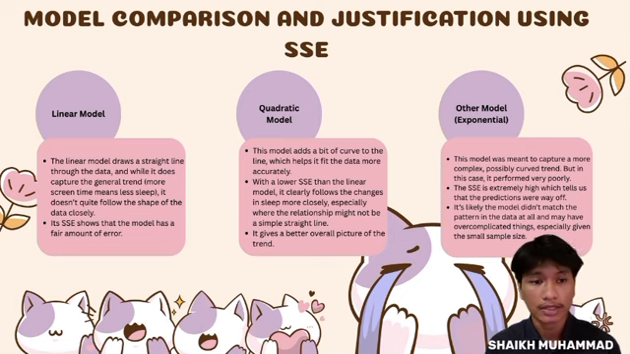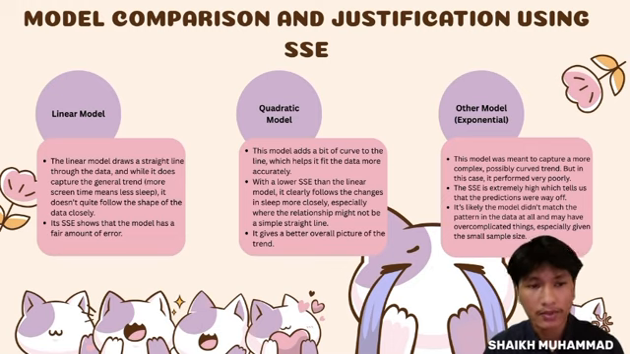I'm going to present the model correlation and justifications by using the SSE. As you can see, there are 3 models: the linear model, the quadratic model, and the exponential model. For the linear model, based on the plot, it draws a straight line through the data and captures the general trend, so more screen time means less sleep. It doesn't quite follow the shape of the data, as you can see on the plot graph, and the SSE shows that the model has a fair amount of error. So it's good, but still not the best.